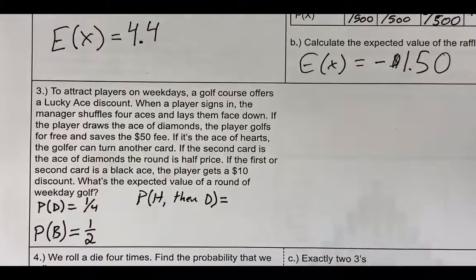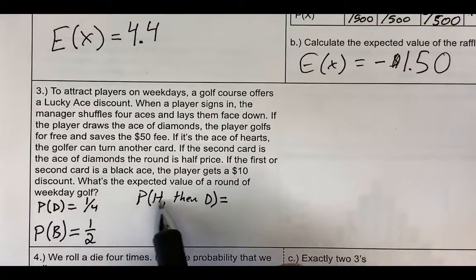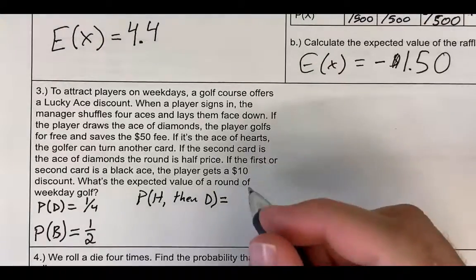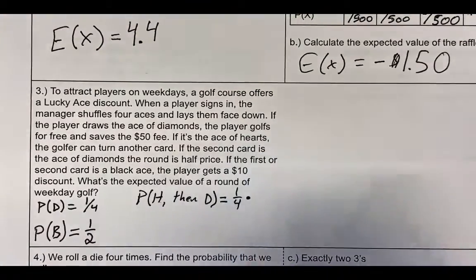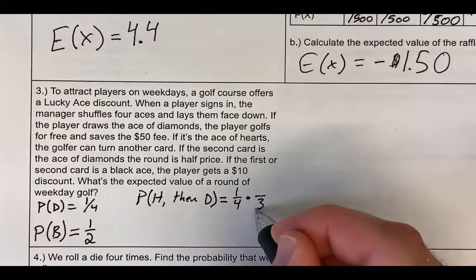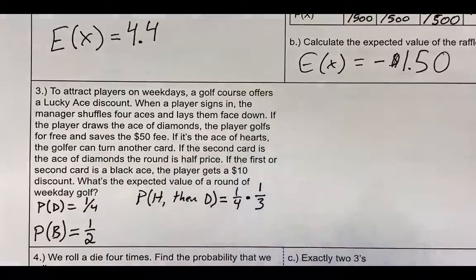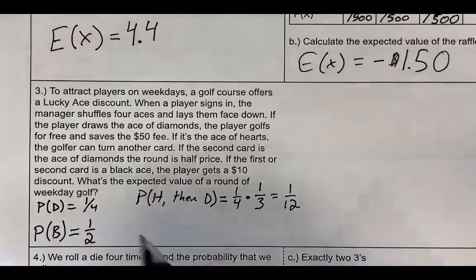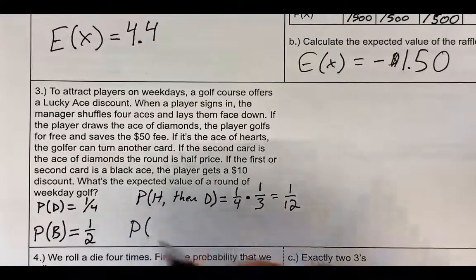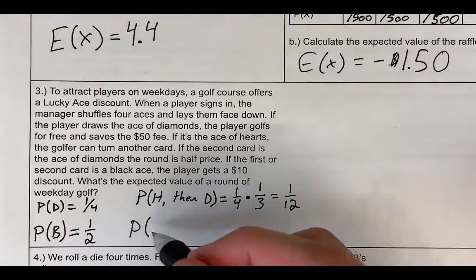Again, you should try these probabilities out and then check your answers with the video here. So the probability of heart then diamond is going to be 1/4 for the heart times, well, if I already took the ace of hearts out, there's only 3 cards left, and only one of them is the ace of diamonds. So it's going to be 1/4 times 1/3. That's 1/12.